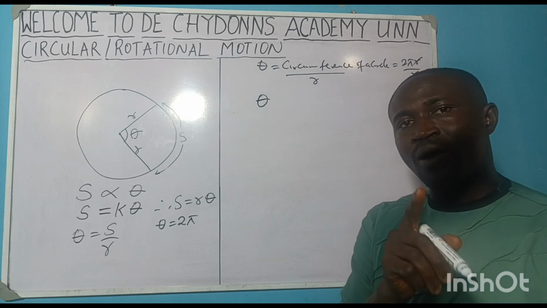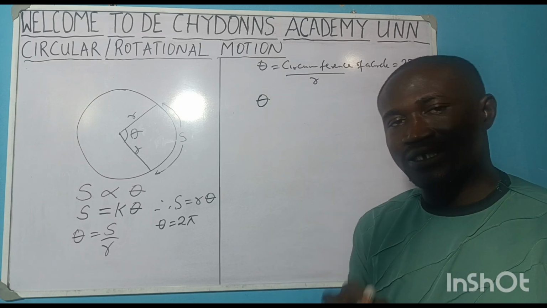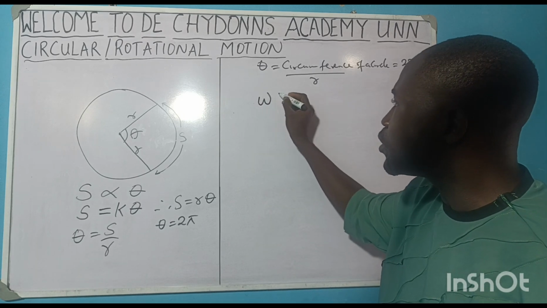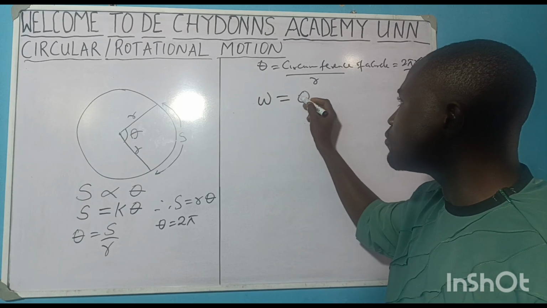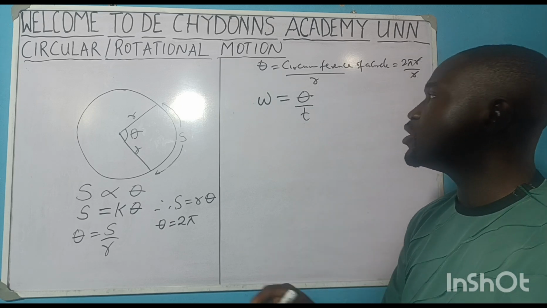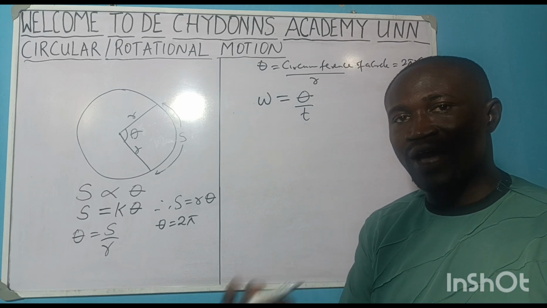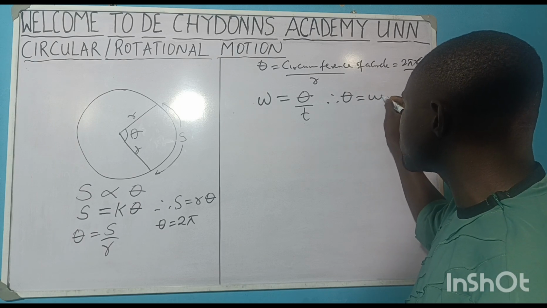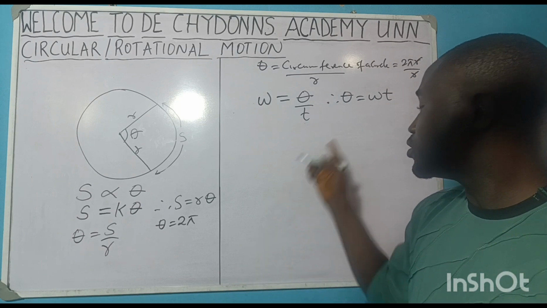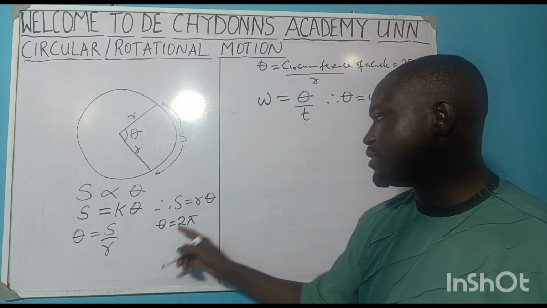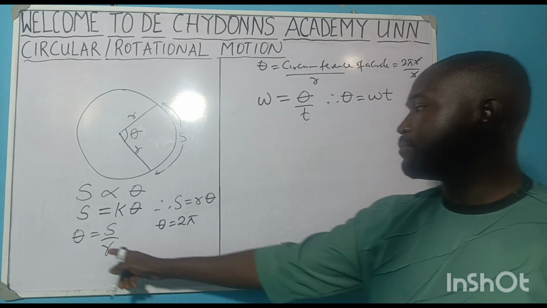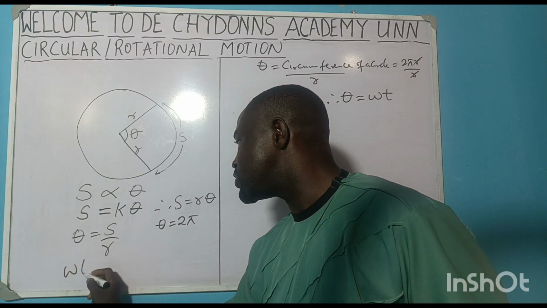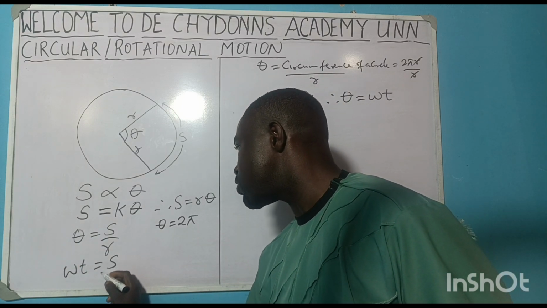Since theta is equal to 2 pi, what is also another formula for theta? Do you still remember what we call angular velocity? Angular velocity simply means W equals to rate of change of angle. And therefore, we'll be having theta again to be equal to WT. So you have this, you have this. We will now bring it into what we have here. We'll be having WT equals to S over R.